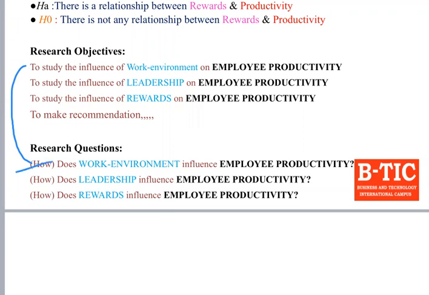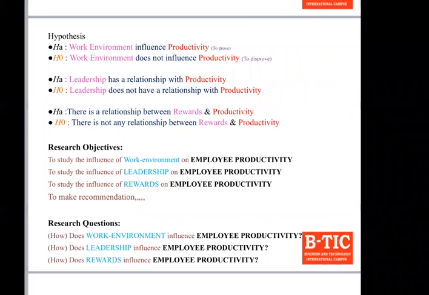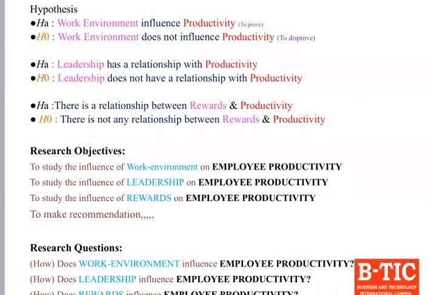The second one is about the second objective: does leadership influence employee productivity? And the third one is about the third objective: does reward influence employee productivity? Simple. So on one page, after you build your conceptual framework, we can get the hypotheses, the research objectives, and we can build the research questions as well. If you go in the reverse order, answering this question will meet your first objective, and meeting the first objective would test your first hypothesis. That's the order, that's the route.